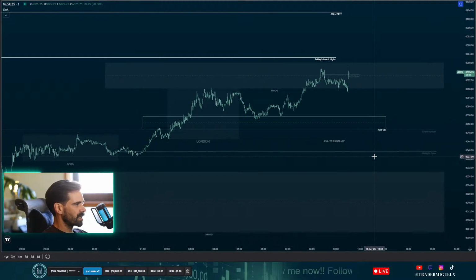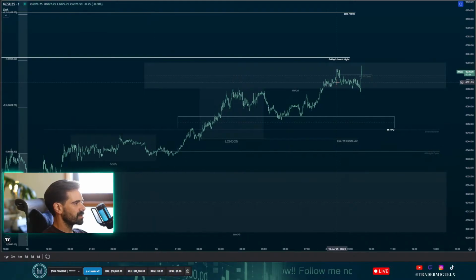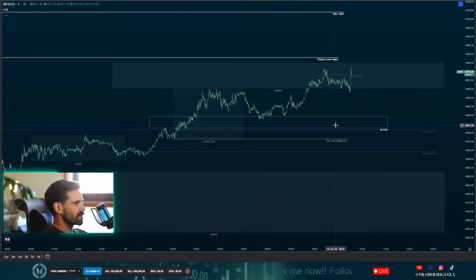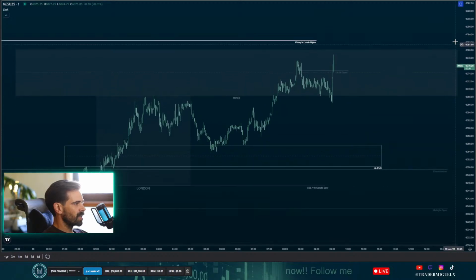It must gather some liquidity, it must manipulate, and since Asia, there's no manipulation to the downside. The only manipulation to the downside that we have here is as soon as we close London. But so far, it's been an up only trend.